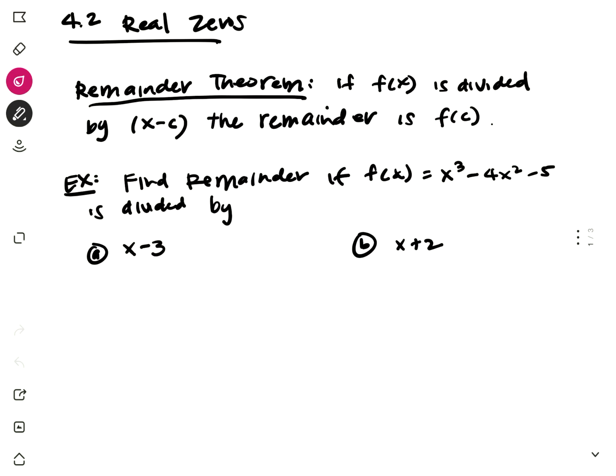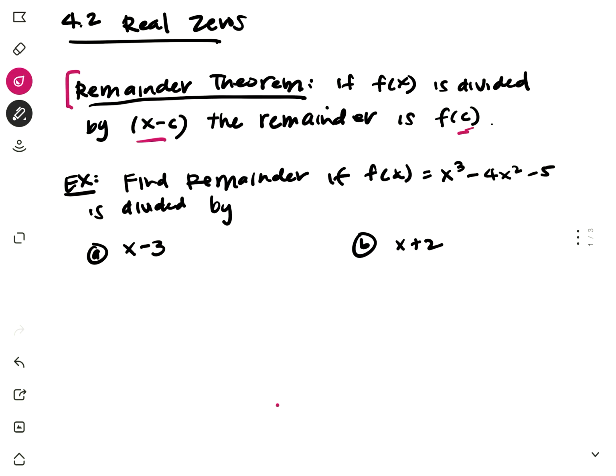So before we begin talking about real zeros, let's talk about the remainder theorem, because that's important in helping us determine the real zeros. So the remainder theorem says if f of x is divided by x minus c, the remainder is f of c.